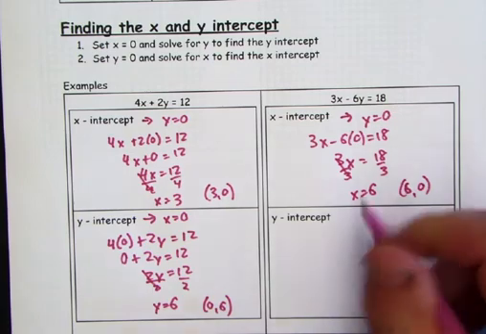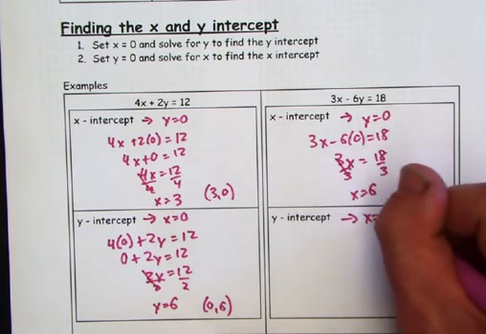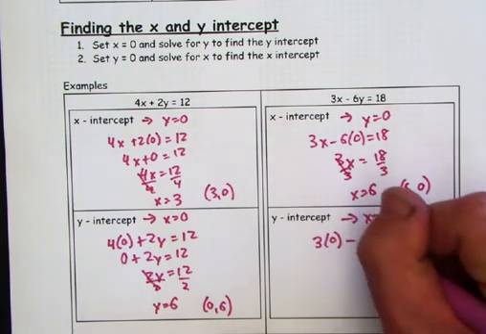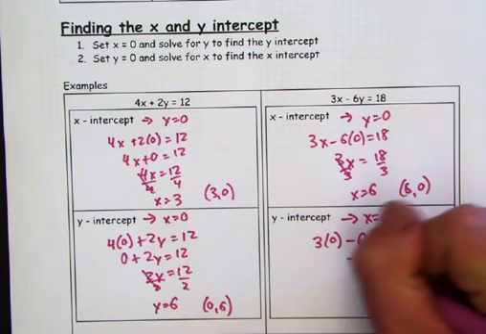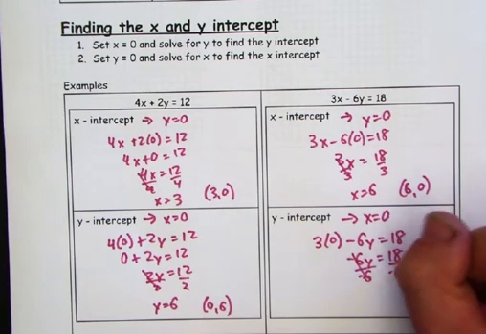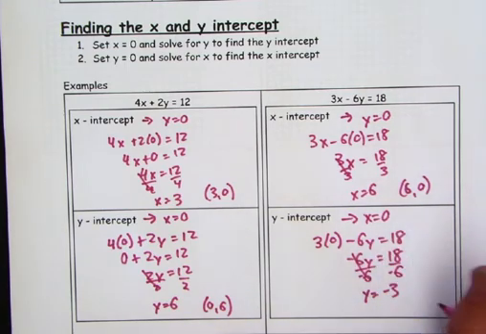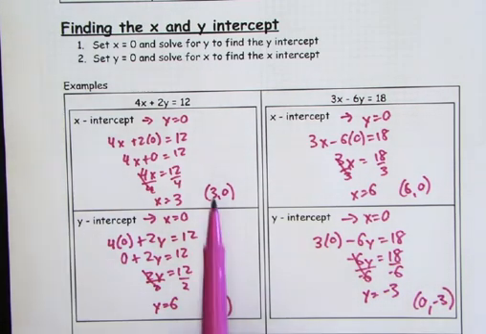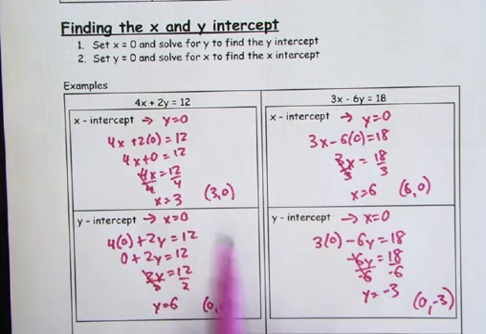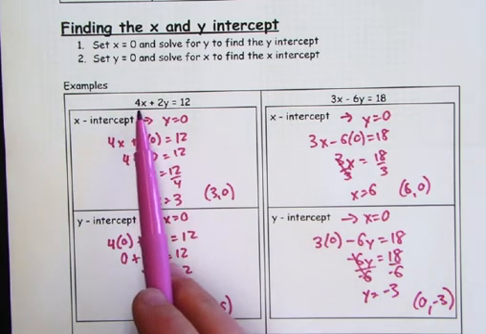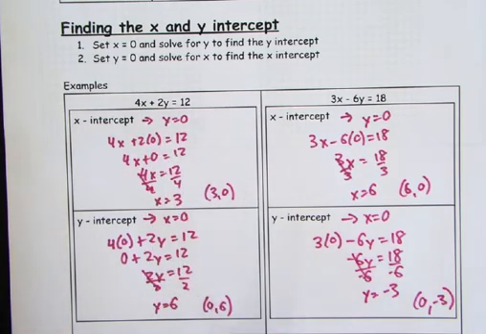It's our x-intercept. Here we're going to set x equal to 0. 3 times 0 minus 6y equals 18. Negative 6y equals 18. Divide by negative 6. y equals -3. So we got 0, -3. So the x-intercept is the point where the graph crosses the x-axis, and the y-intercept is the point where it crosses the y-axis. They're easy to find in standard form, ax plus by equals c, by setting either x or y equal to 0 and solving.